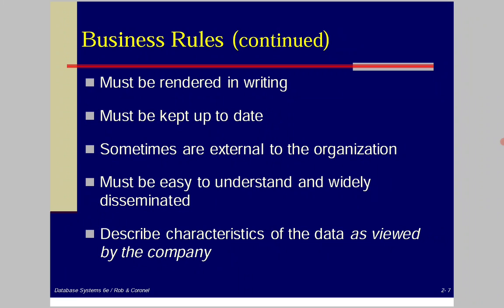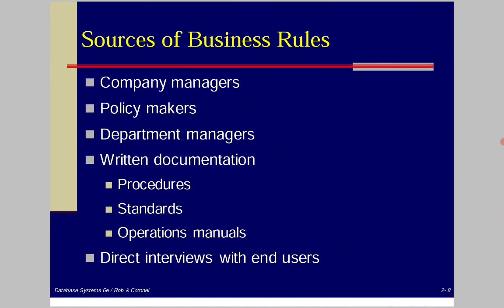Business rules are sometimes external to the organization, must be easy to understand and widely disseminated, and describe characteristics of the data as viewed by the company. So these are the business rules. So how do we form or create business rules?